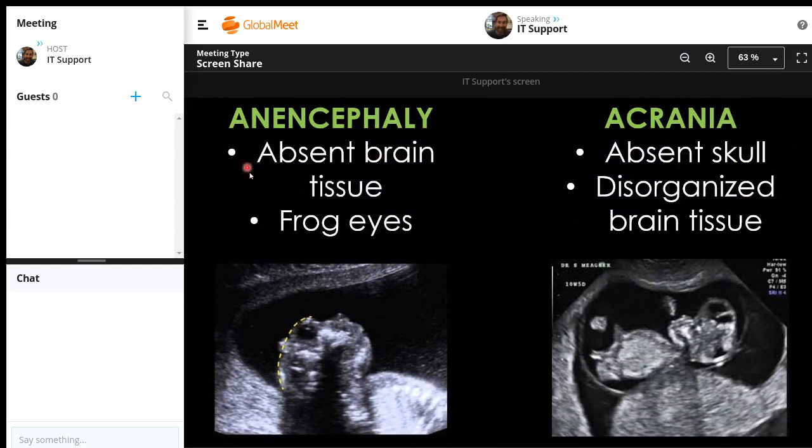So in anencephaly, we have absent brain tissue and frog eyes. And in acrania, we have absent skull and disorganized brain tissue. So if we see brain tissue above the eyes that doesn't have a cranial vault, it is acrania. And if there's no brain tissue present, that's anencephaly.